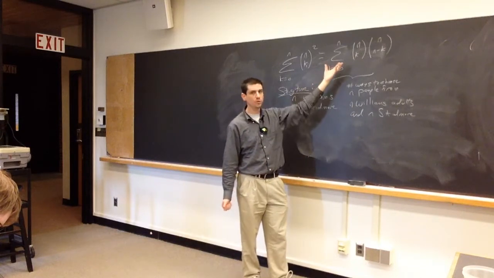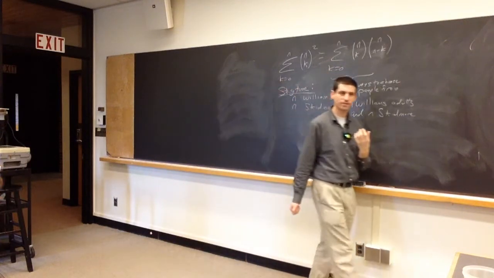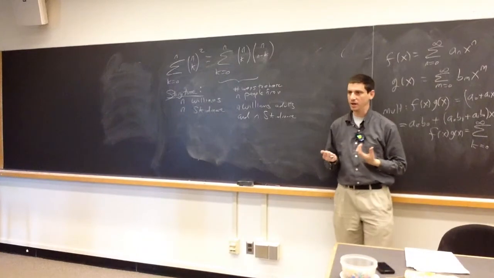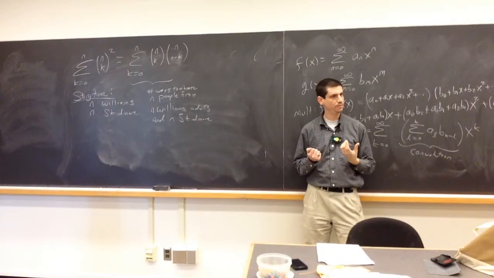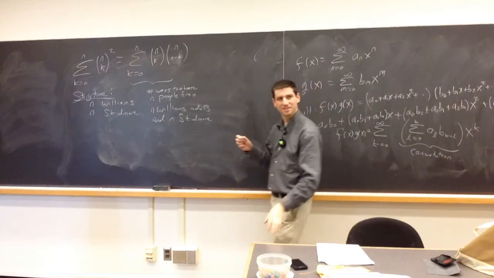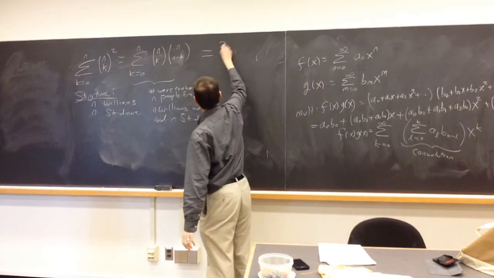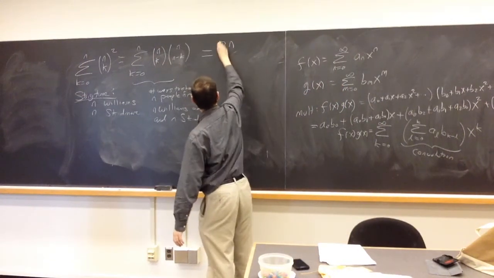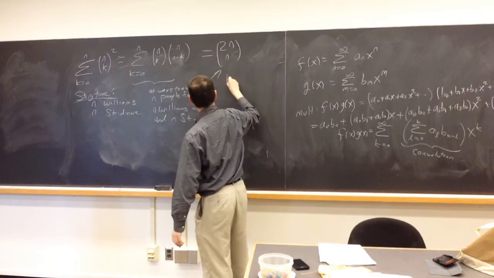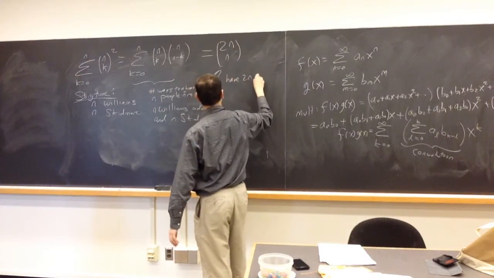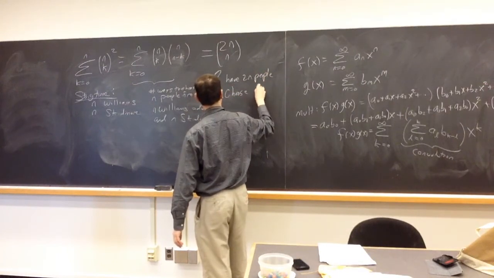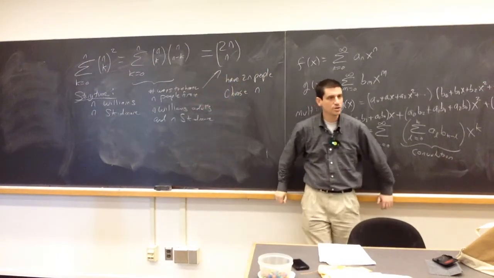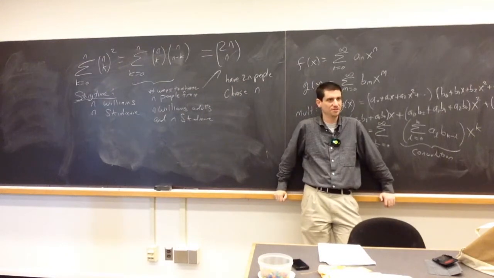Can someone give me another way to count how many ways there are to choose n people from n Williams and n Skidmore people? Yeah, it's 2n choose n. Have 2n people, choose n. So this is proof by story.